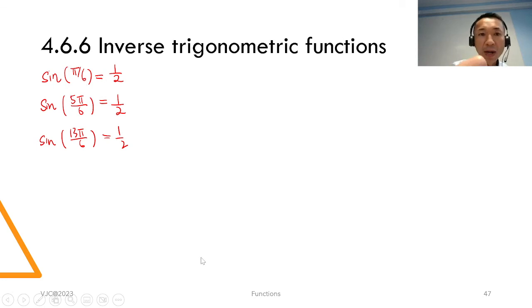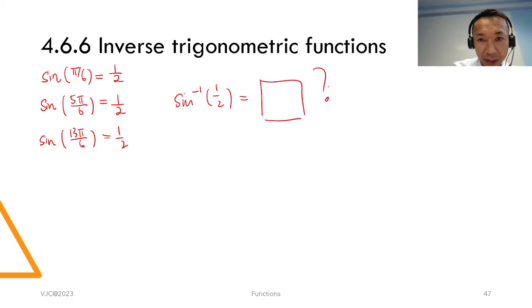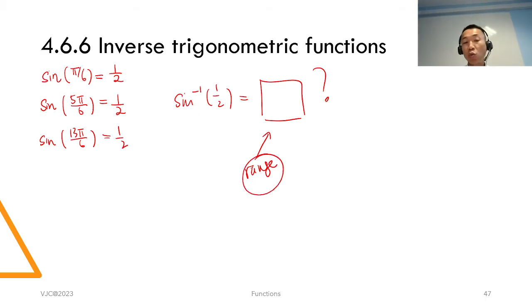But what happens when I say sine inverse half? Is it pi over 6, 5 pi over 6, or 13 pi over 6? And we must have a clear answer. Actually, if you press the calculator, sine inverse half is actually just pi over 6. Now, is there then a range this value can take? Let's begin with the end in mind.